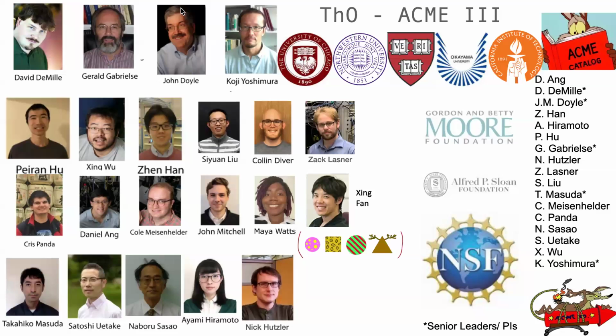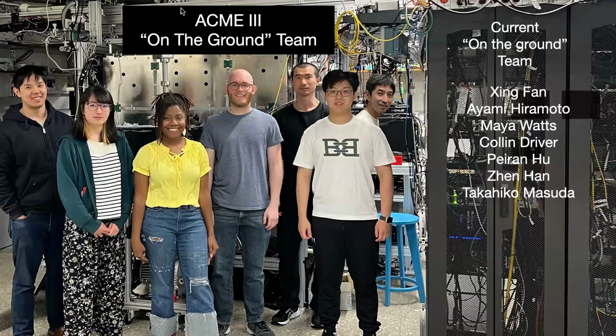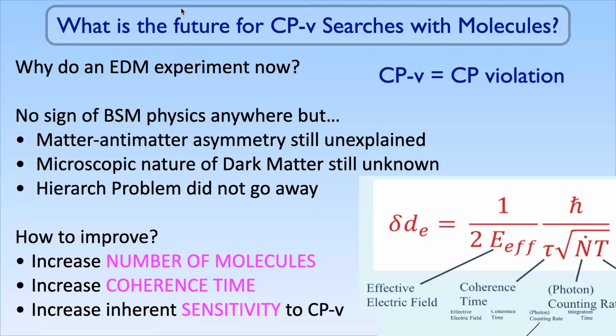These are all the people that have contributed. Jing Wu is here. Who else is here? Hugh Bond is here. Zach is here. And I'm here. Nick, yeah, there. And this is the current on-the-ground team, the people actually making the experiment work right now. Great team, incredible team actually.